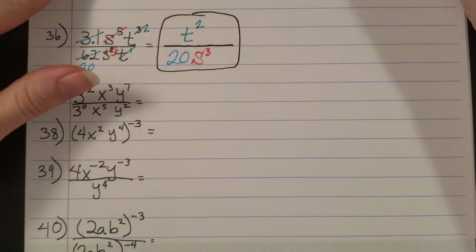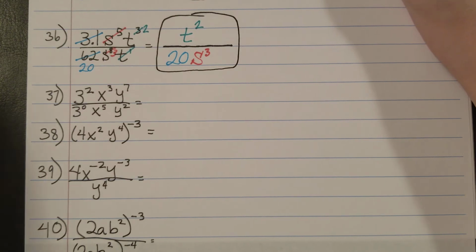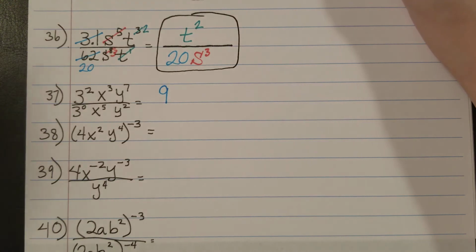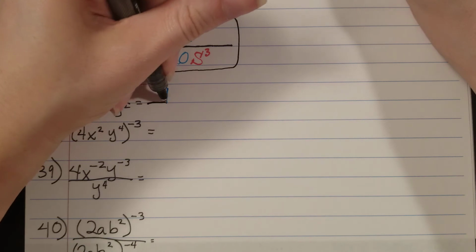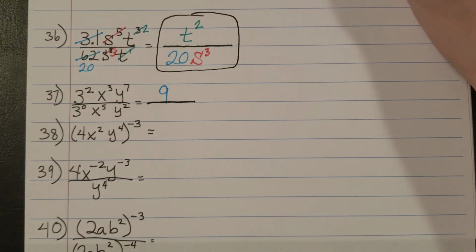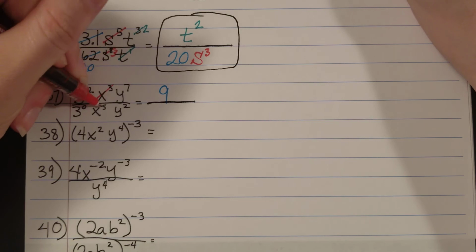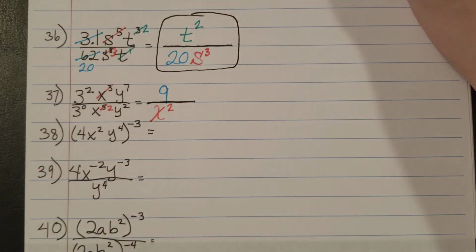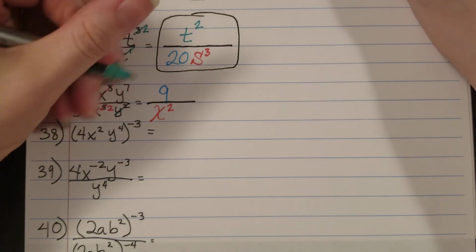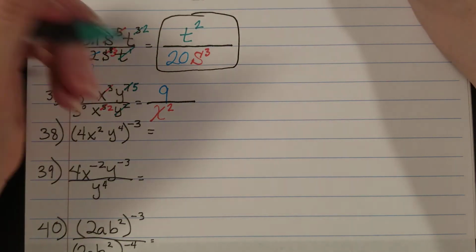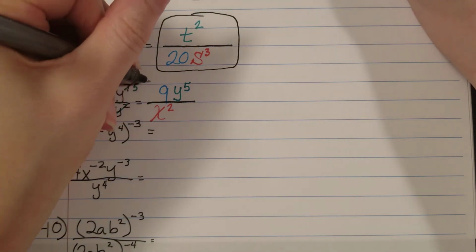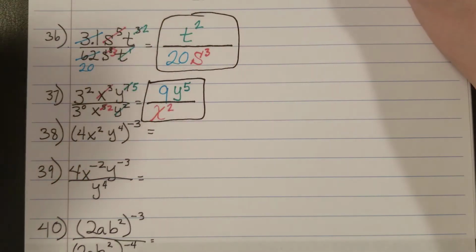All right, number 37. So 3 squared is 9, and 3 to the power of 0 is 1. So I really don't even need to write a 1 there. 5 is bigger than 3. 5 minus 3 is 2, so I've got x squared on my denominator. And then 7's bigger than 2, and 7 minus 2 is 5. So I'm going to have y to the 5th on the numerator. So my final answer is 9y to the 5th over x squared.